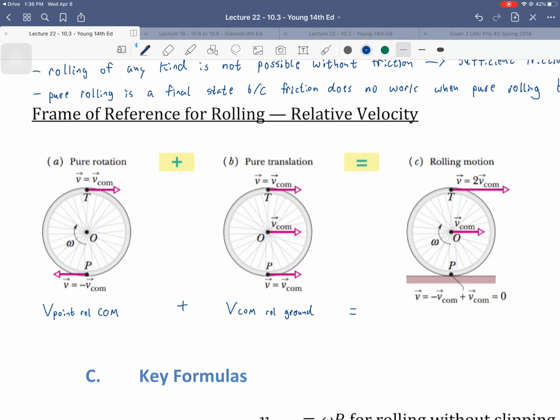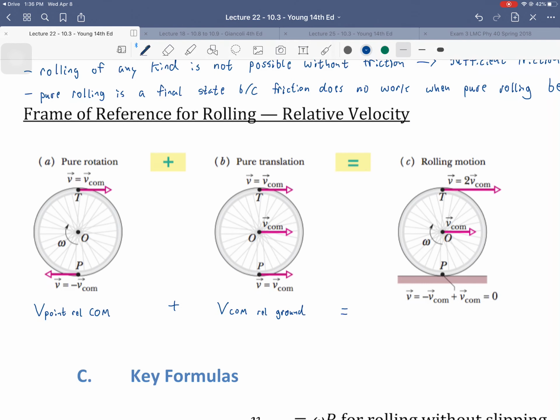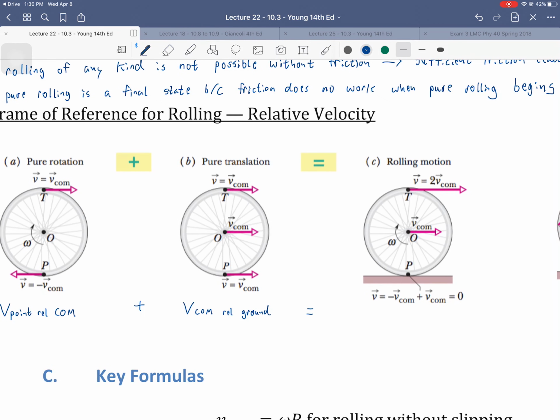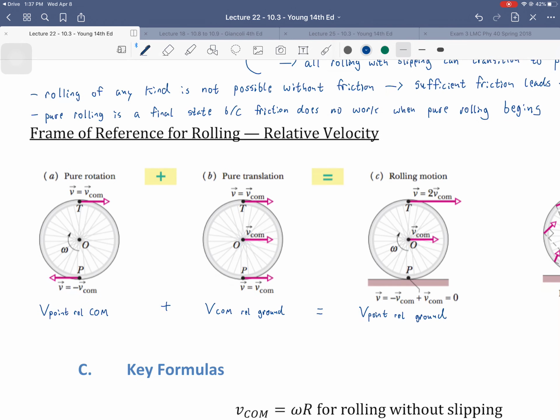Okay, well, if we think of our subscripts, because we have V of A relative to B, V of B relative to C, then if we want to get V of A relative to C, we'd simply squish in the center of mass and it won't show up anymore. And so the final effect will be V of a point relative to the ground. Okay, so that's the relative velocity formula. That's our two reference frames.